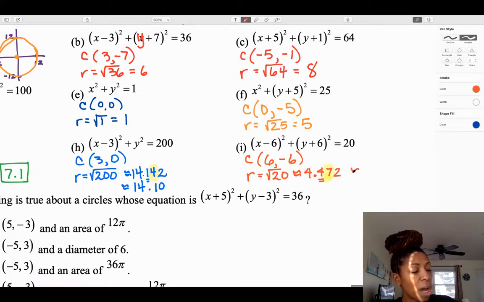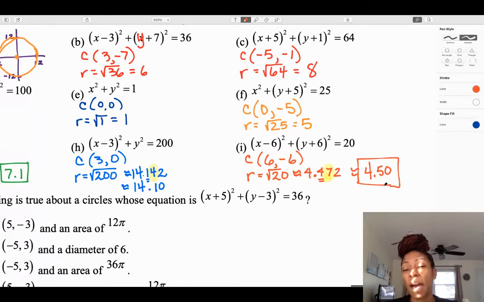So this is approximately 4.5. You can say 4.50. It's still the same thing. 4.5, 4.50. The 0 is just a placeholder. In this case, it does not change the value.